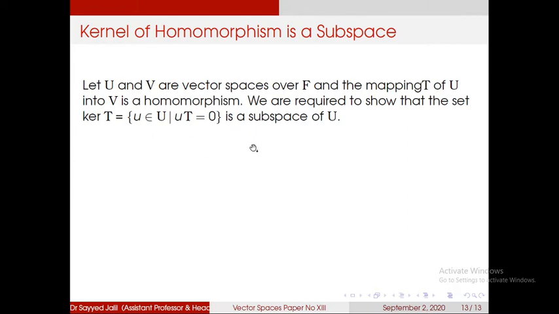To show it is a subspace, what do we have to consider? We have to consider two elements of the kernel of T, and show that their linear combination is again a member of the kernel of T. So we have to show that this element is a member of the kernel of T, that is, we have to show that its image is 0.